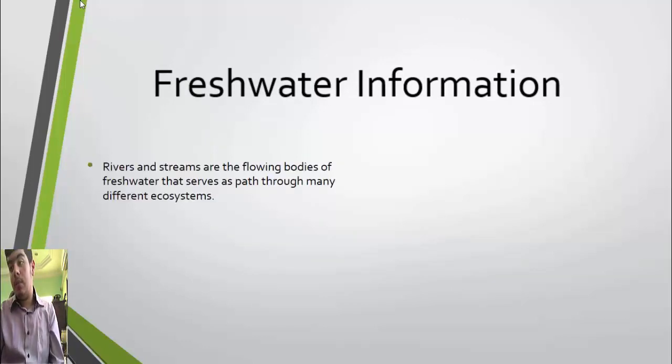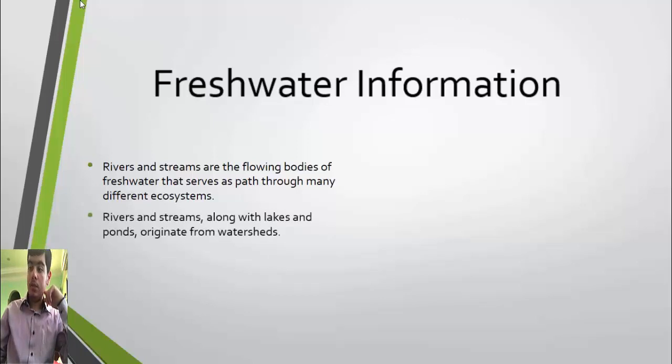Rivers and streams are the flowing bodies of fresh water that serve as paths through many different ecosystems. So the fresh water is found in rivers and streams. So only streams and rivers are fresh water, not anything else. Maybe a lake won't be fresh water. Who should know? Yeah, because there are lakes that are salty, so that's why they don't have fresh water in them.